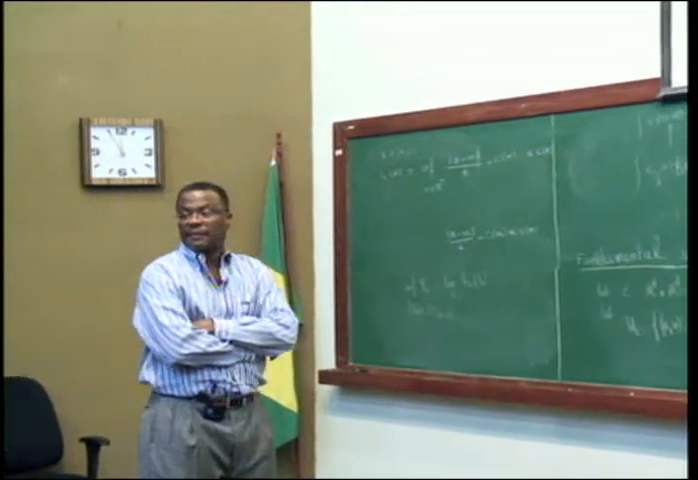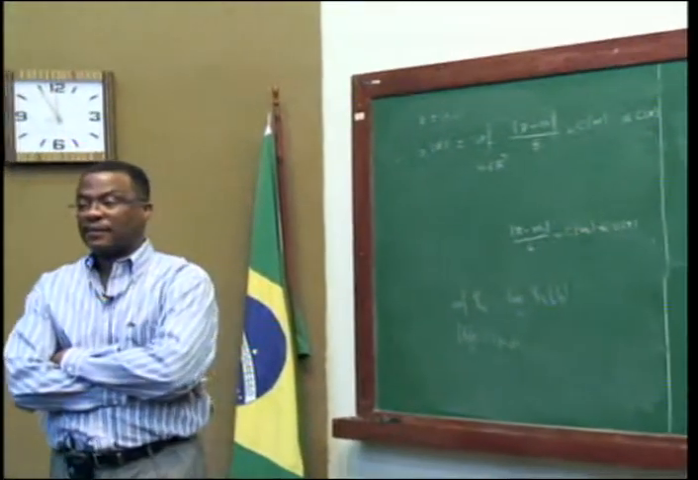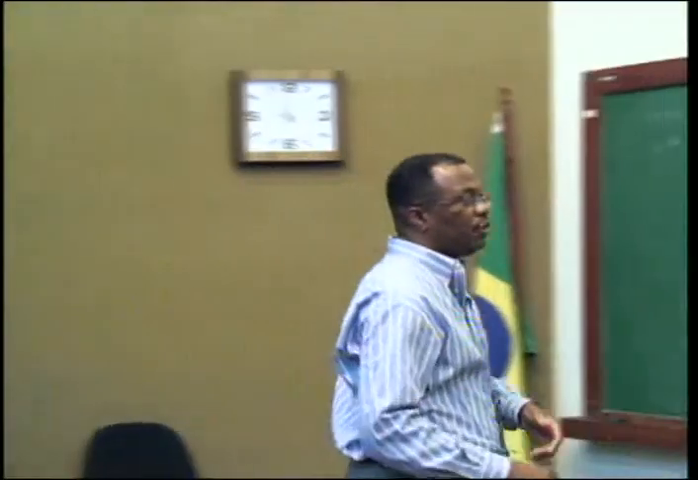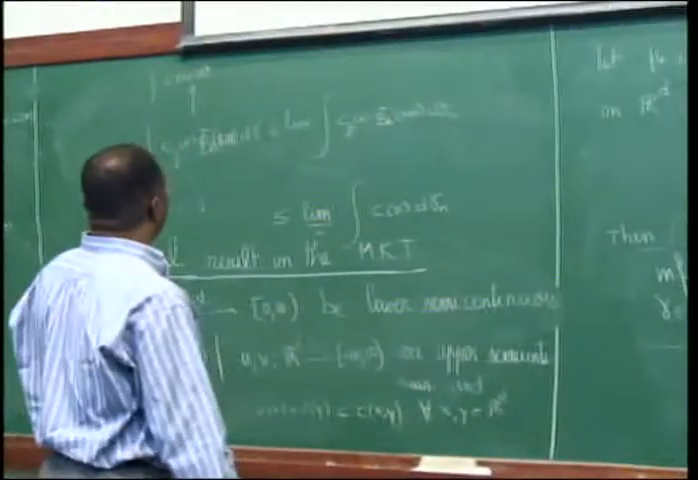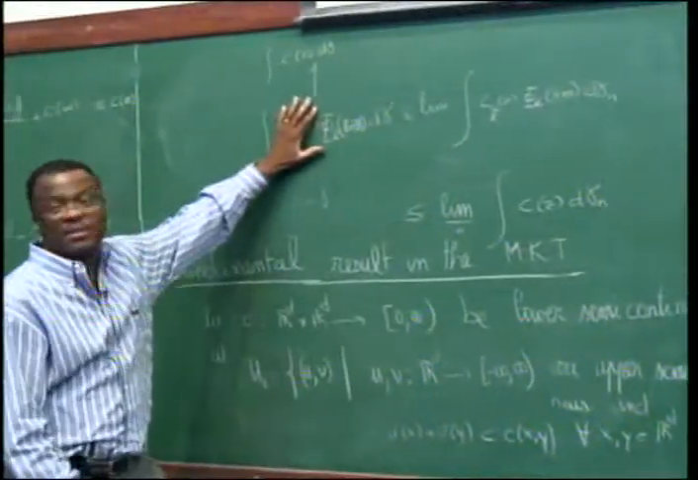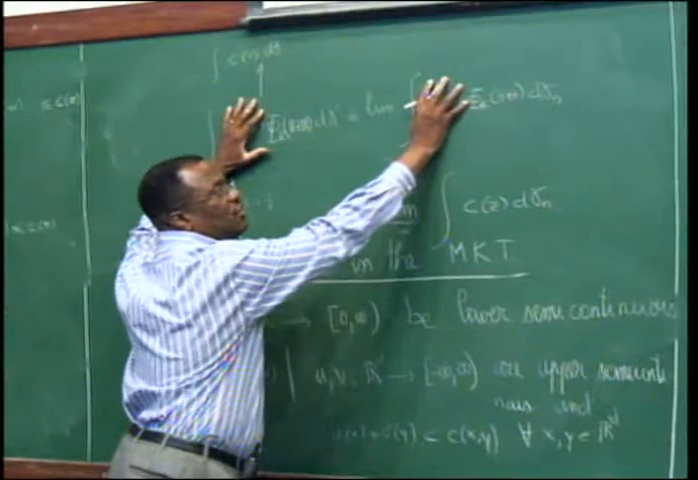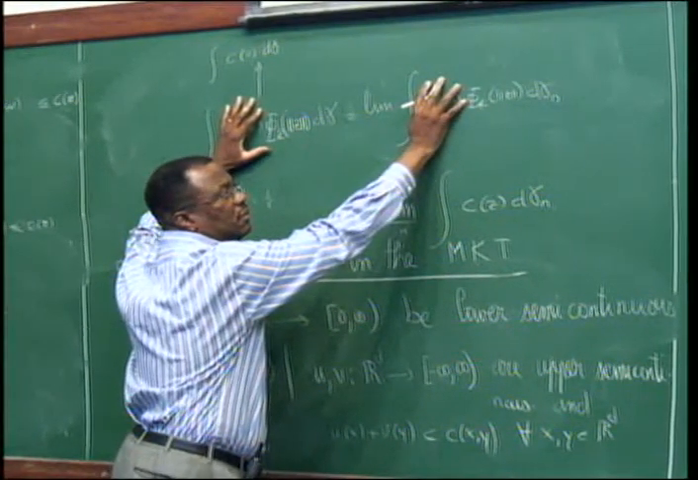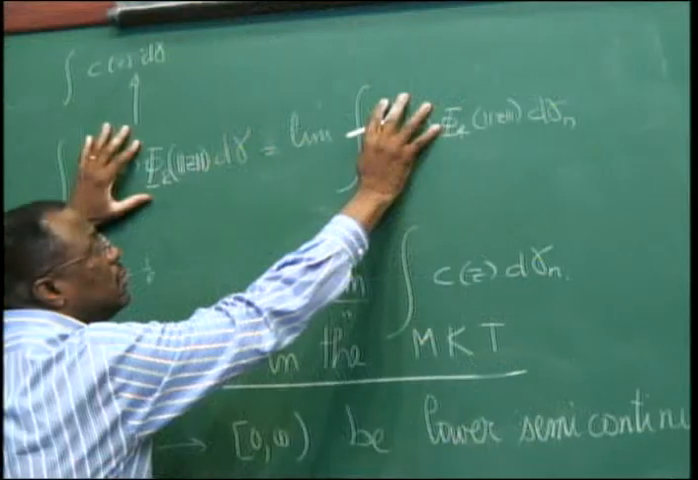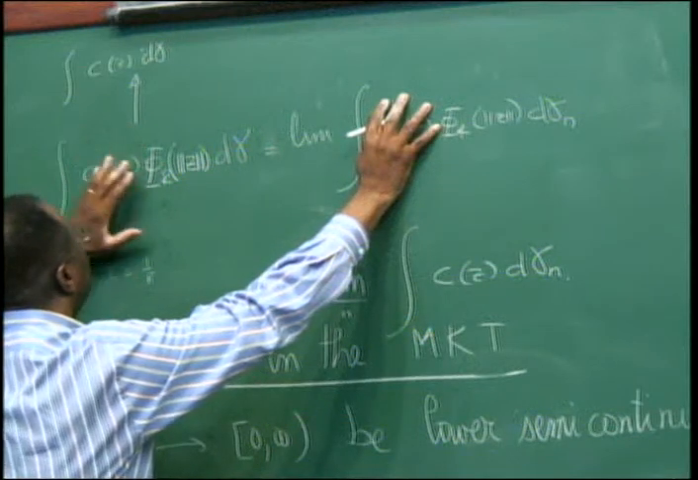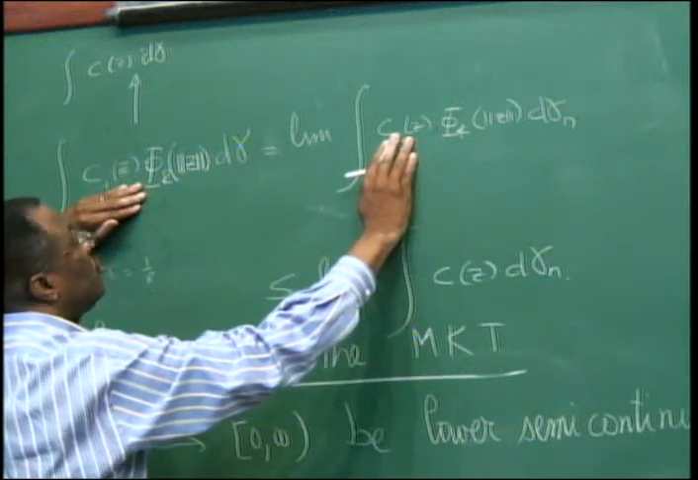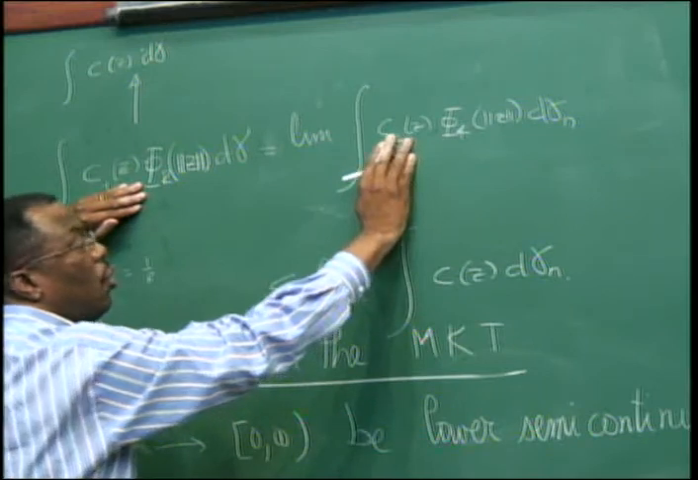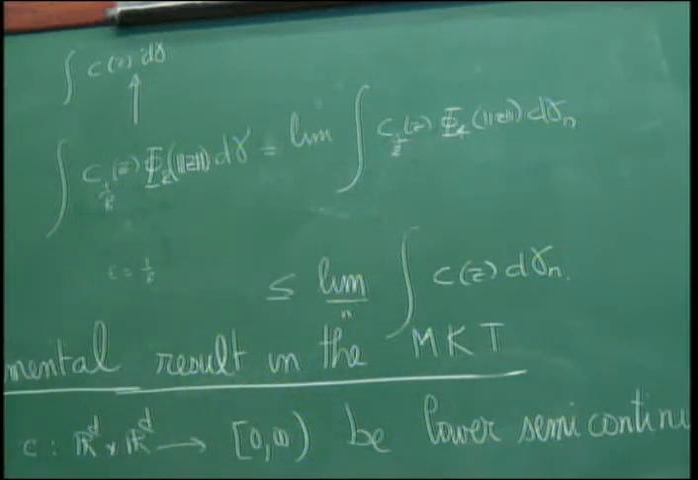So why was it important to introduce this C epsilon then? Because otherwise, if I didn't have C epsilon, that is not true. For C? Yes, for C, that is not true, because C is only lower semi-continuous. C epsilon makes it continuous.